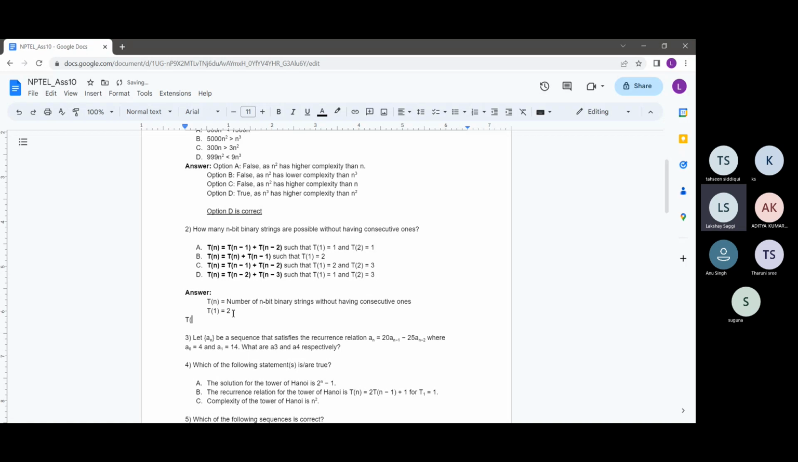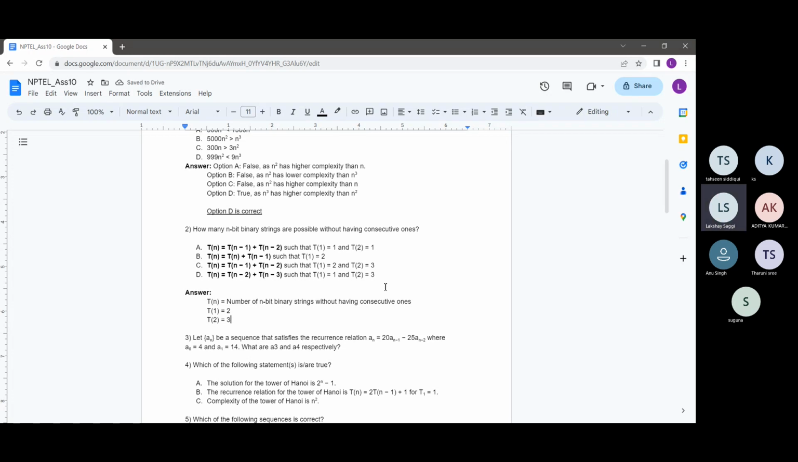Similarly, what would the value of T of 2 be? What are the possible 2-bit binary strings? They are 00, 01, 10, and 11. The string 11 contains consecutive ones, so that would not be possible, but the other three cases, 00, 01, and 10, are all possible. So there are three possible 2-bit binary strings which do not have consecutive ones. So T of 2 would be 3.